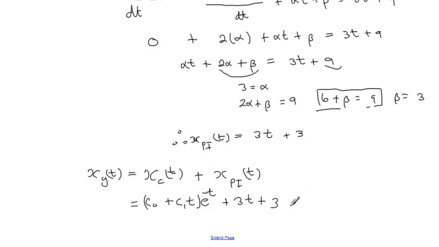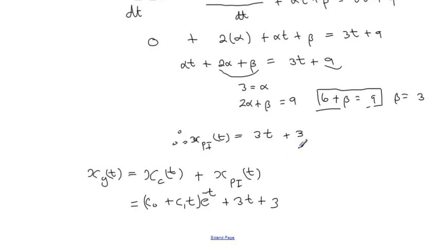Actually, we call this general solution because C0 and C1 are arbitrary constants, unless we're given initial conditions, then we could determine them. But we're not going to focus on that now. Our focus now is simply to practice the two steps of obtaining the complementary solution and the particular integral.